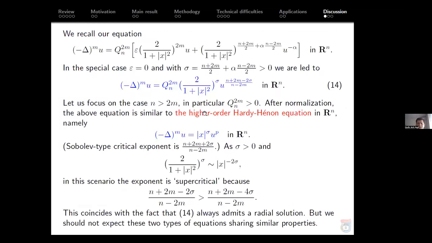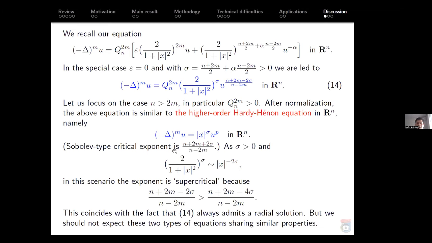Okay, so I think I have 5 minutes. So let me discuss something relating to our work. Let me recall the equation. This is a projective equation on Rn. When there's no linearly perturbed term, then we have equation 14. And equation 14 is very similar to the higher order Hardy-Hénon equation on Rn. So this Hardy-Hénon equation is a very simple one. Here's the weight, it's just a monomial.